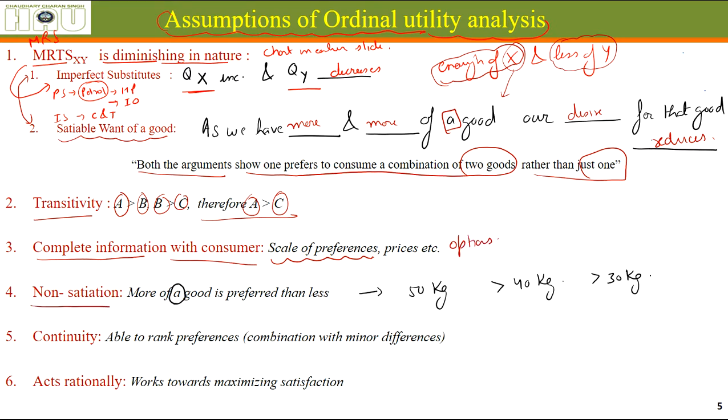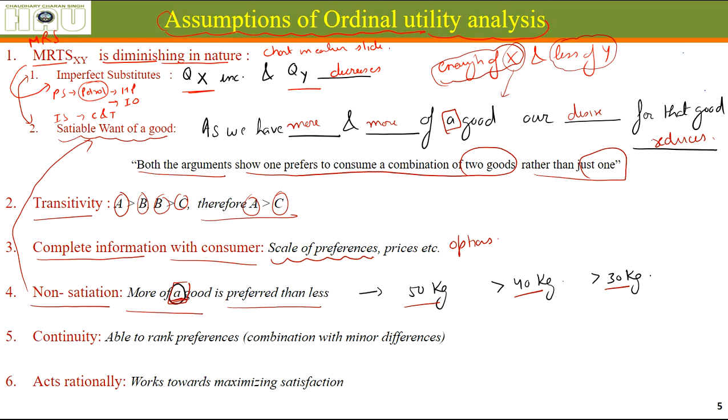Fourth is non-satiation. Non-satiation means more of a good is always preferred than less. That means when we are not comparing this particular good with anything else. Simply if we have 50 kg, we'll be preferring 50 more than 40 more than 30 kgs. We're not comparing here this good with anything else. So don't confuse this with satiable want of a good.